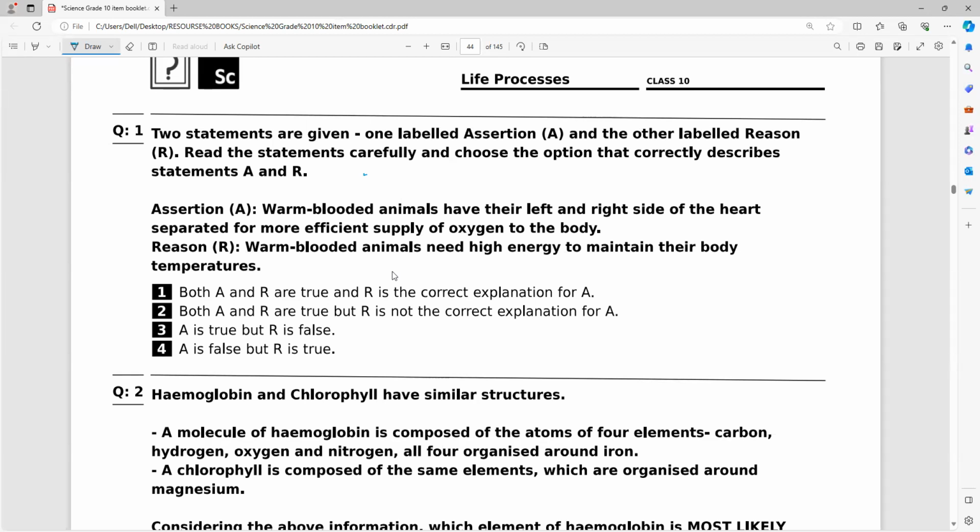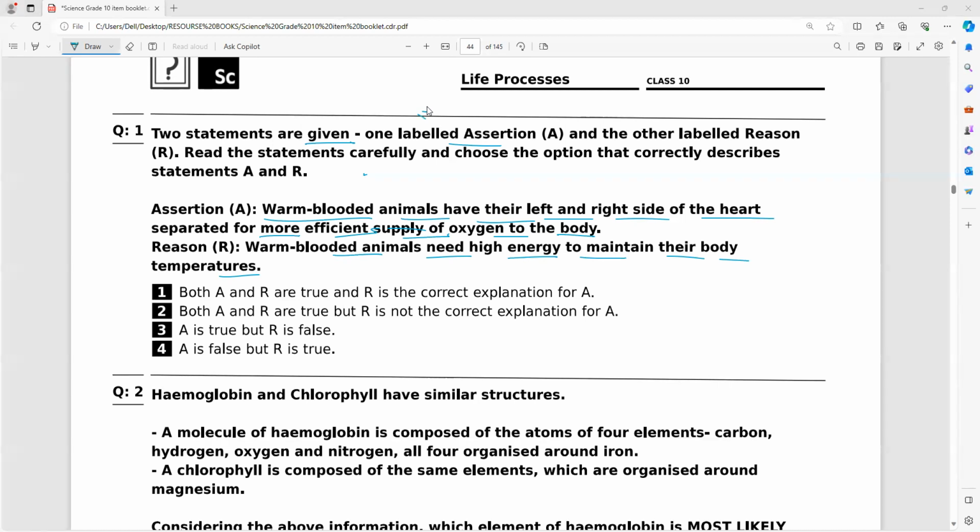No issues. So two statements are given below. One labeled assertion and another one is a reason. The first one: warm-blooded animals have their left and right side of the heart separated for more efficient supply of oxygen to the body. The reason: warm-blooded animals need high energy to maintain their body temperatures. Is it true or not? Warm-blooded animals, who is an example of a warm-blooded animal?